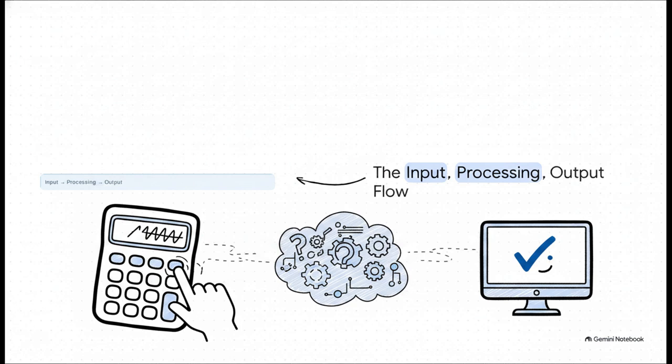Take a basic calculator. You punch in numbers, that's your input. The instant, invisible math it does, that's the processing. And the final answer on the screen is your output. This exact same loop is absolutely everywhere.